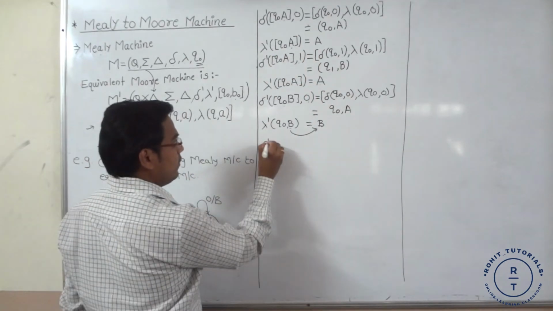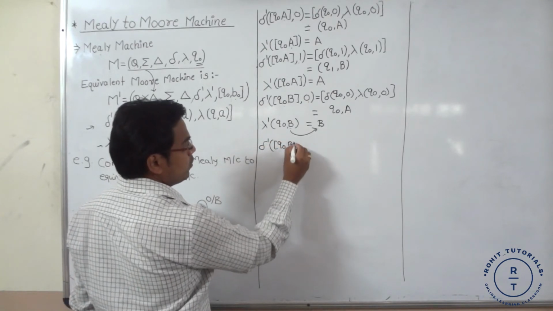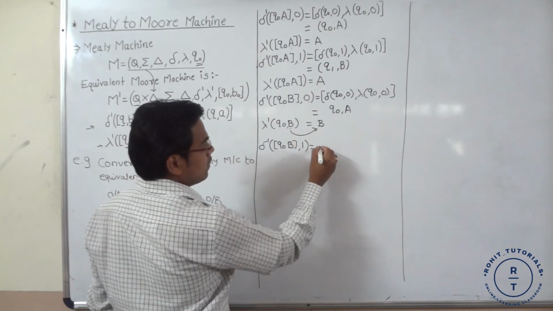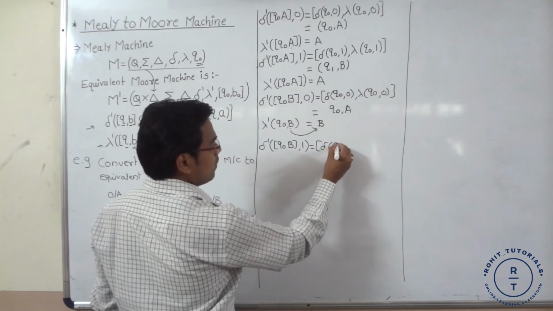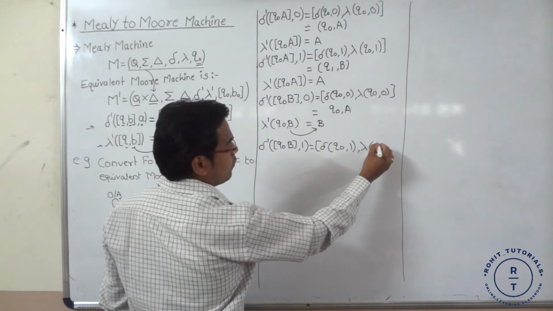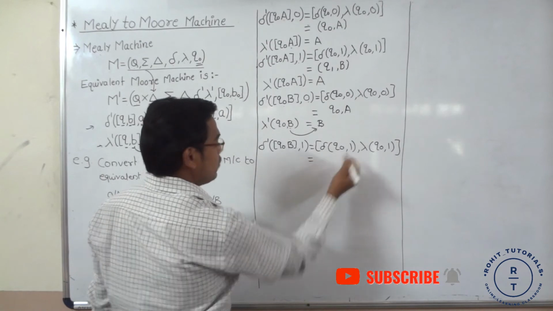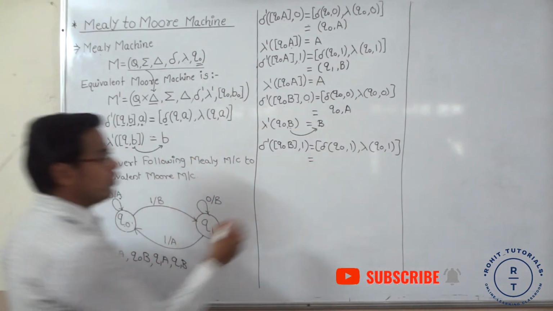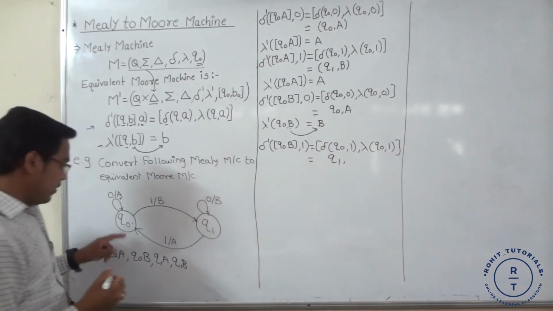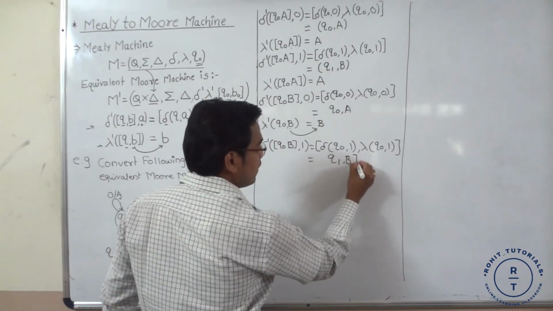Now next is transition function Q0 state, B output is there and input symbol is 1, equal to transition function Q0 state, input is 1, output function Q0 state, input symbol is 1. Q0 state 1 is occur, it goes to Q1, output is B. So this is the newly generated state.